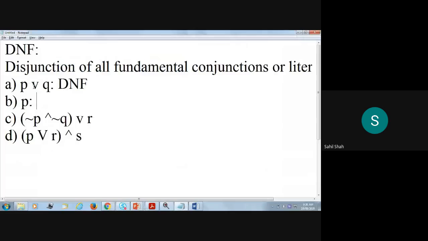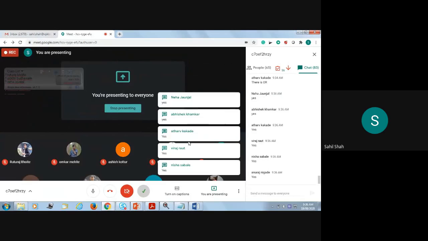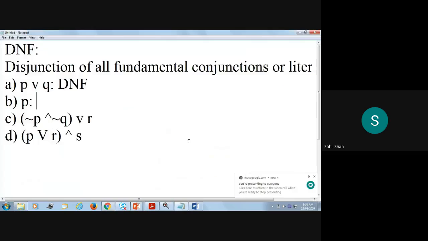B DNF मध्ये आहे का? सांगता येईल का? How about B? Yes, yes, yes. Again, you are now going to use idempotence law, isn't it? So you'll be using idempotence law. First of all, we cannot directly say that this is in a DNF. First of all, we need to write this is equivalent to P or P. Do not write P conjunction P.